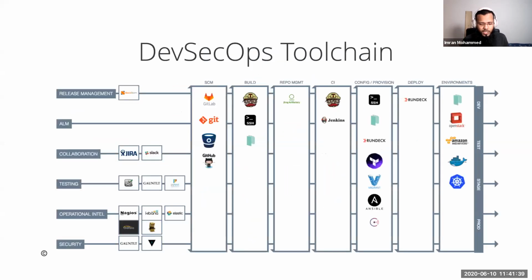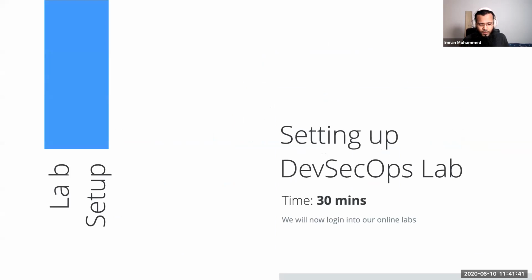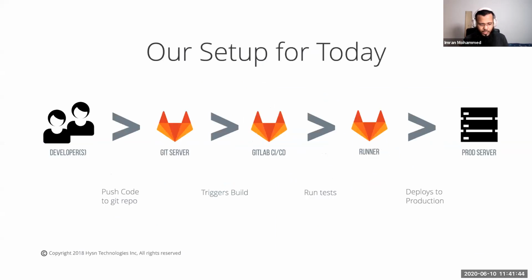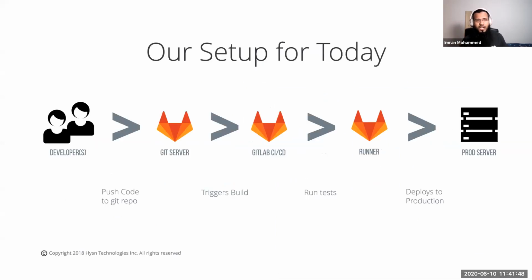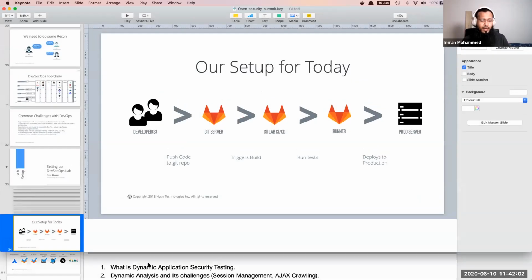Okay, I'm going to skip some of these and take questions. So today, as part of the lab, this is the setup I have. We have a developer machine, we have source code management software, we have a CI/CD pipeline, we have a runner and a production machine. Okay, let's look at that. Where is it?